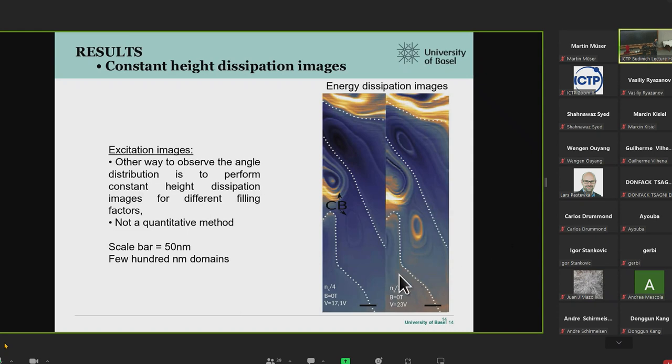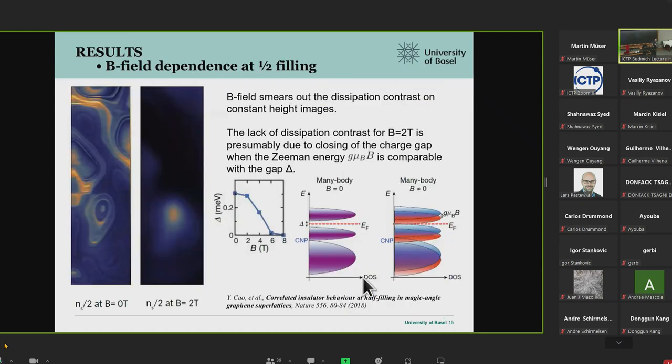We also noticed that from domain to domain they could have different charge concentration, because we noticed some changes of contact potential difference from domain to domain. Not only twist angle relaxation, but also charge relaxation. Now the magnetic field comes in, so we are now at half filling. Again, a similar image of domains of different angle relaxation, with most probably some Coulomb rings. This is for magnetic field zero at half filling. And now when we apply a magnetic field of 2 tesla, we observe complete disappearance of the domain contrast.